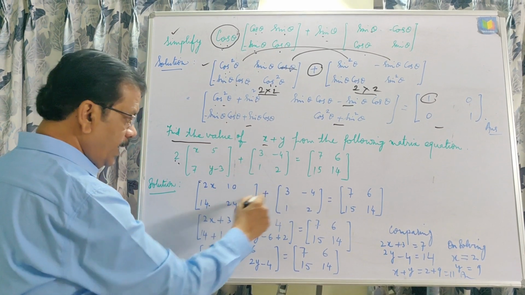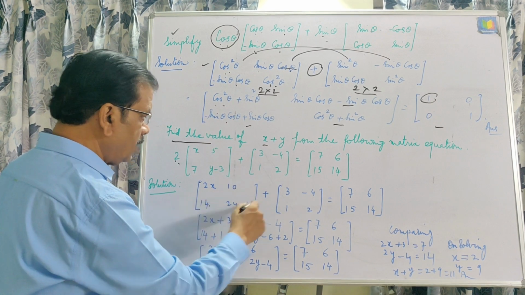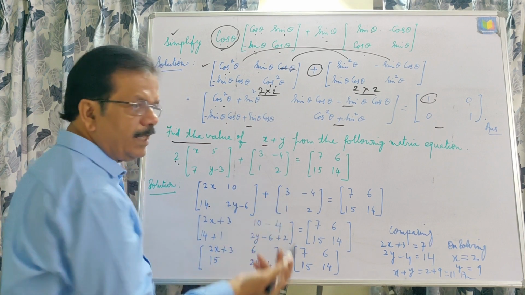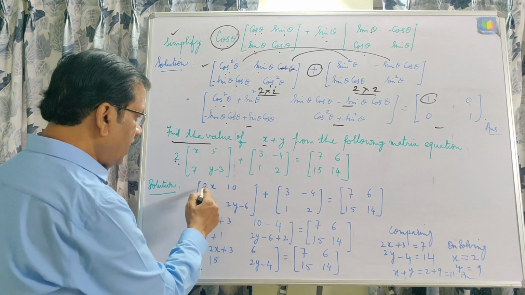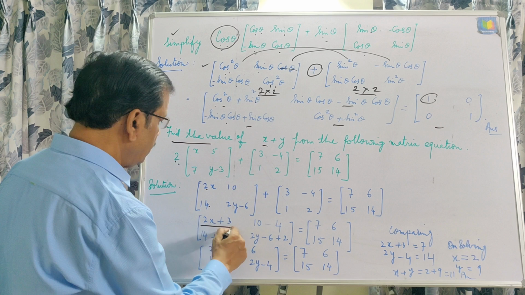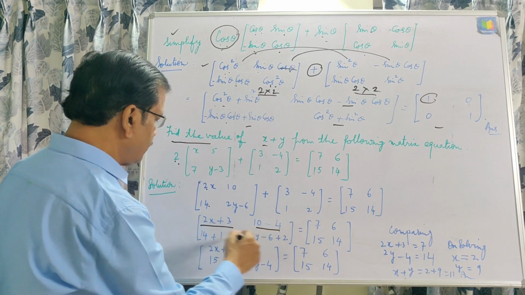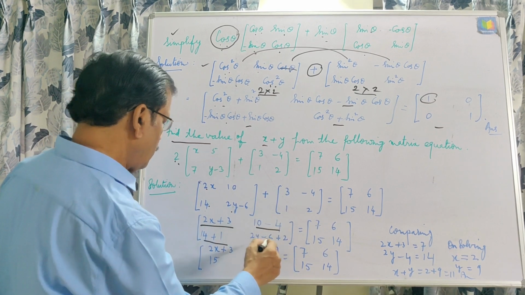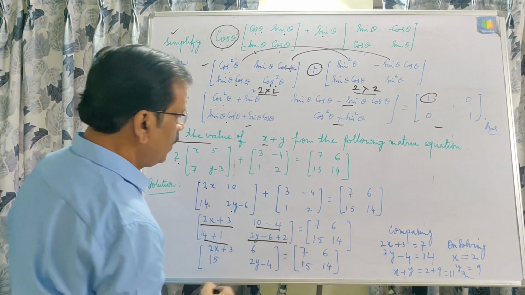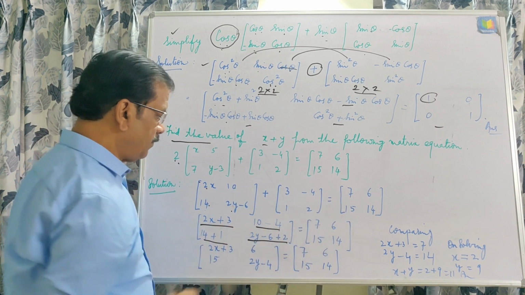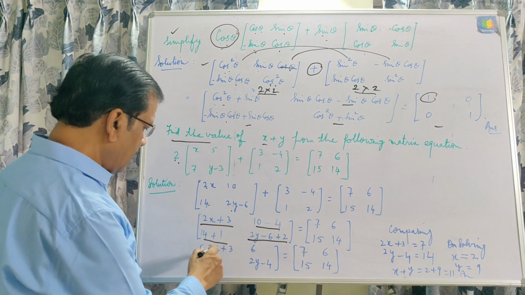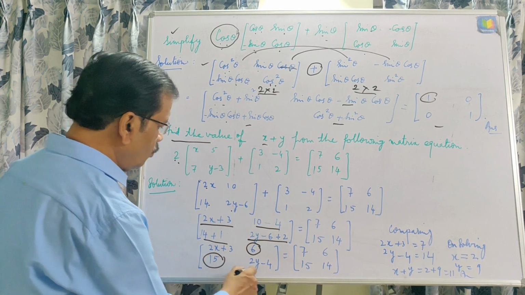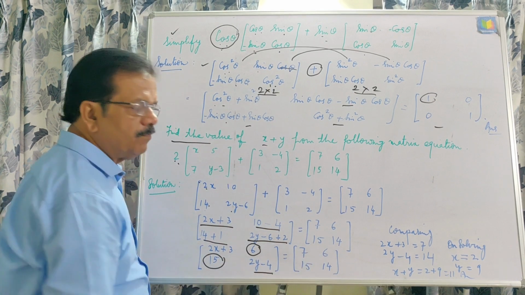If we are going to add any two matrices, we will see the order. Here you can see 2 rows 2 columns, 2 rows 2 columns, so we can add simply. After adding 2x plus 3, 10 minus 4 that is 6, 14 plus 1, and 2y minus 6 plus 2, this value is equal to 7, 6, 15, 4. After adding, we are getting 2x plus 3, 6 and 15 and 2y minus 4, 7, 6, 15, 14.